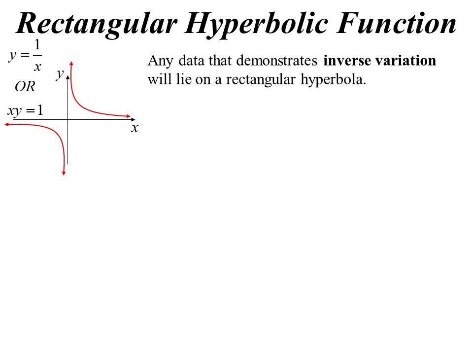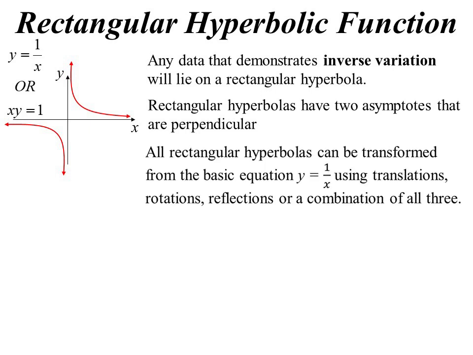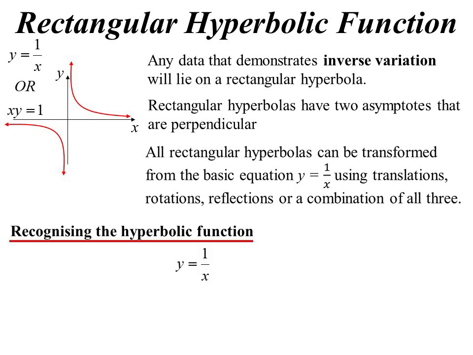Now, why do we call it a rectangular hyperbola? Well, the asymptotes are perpendicular to each other, so they're rectangular. That's where it gets its name from. You might not have ever heard it called the rectangular hyperbola before. You just heard hyperbola. But you see, there are other hyperbolas as well that aren't rectangular. No, this is a rectangular hyperbola. And all rectangular hyperbolas can be transformed using translations, all different types of translations.